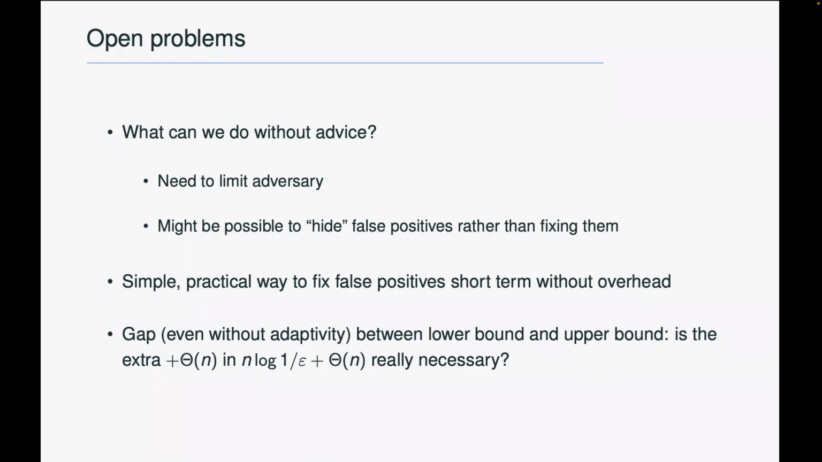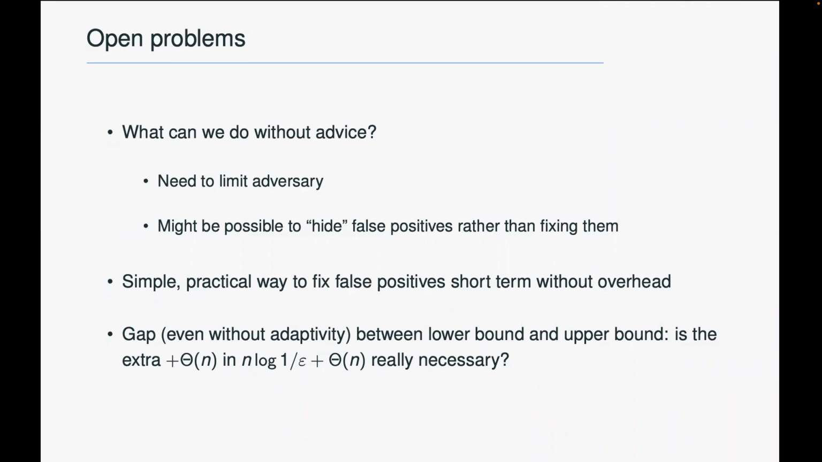Sort of another way of phrasing this is it'd be nice to get a simple practical way to fix false positives in the short term without any overhead. So right now, you can store some extra metadata, that's overhead, it's not great. You can move things around, that's also overhead in terms of cache misses. Is there a nice way to shift things around in an adaptive filter without having either of these costs? This isn't necessarily related to adaptive filters, but I think it's an interesting open problem.